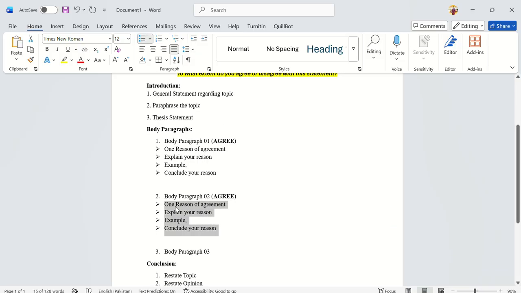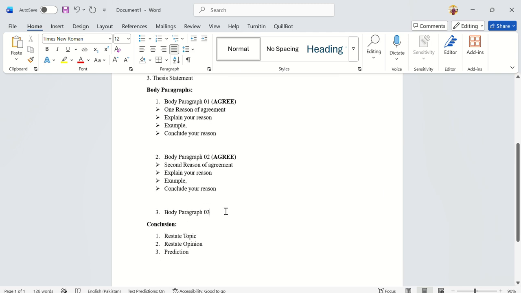Okay, but here you can write second reason. In body paragraph 2, you have to provide the second reason of agreement, then explain your reason, then again an example, then conclude your reason. And then in body paragraph 3, what you have to do, you have to provide a contrast paragraph. Okay? What other people think.